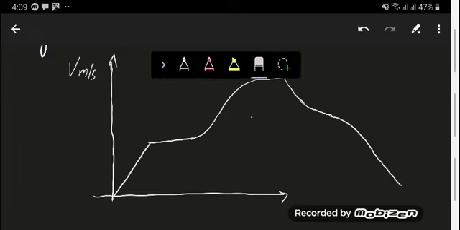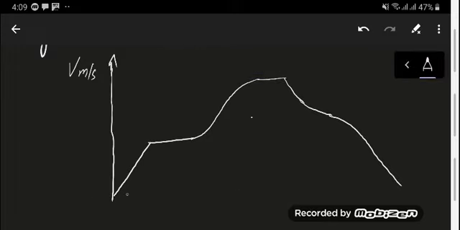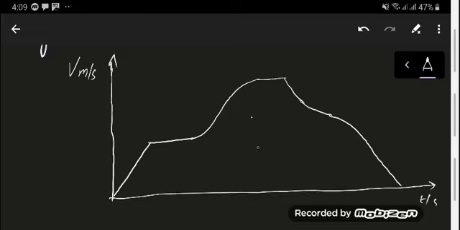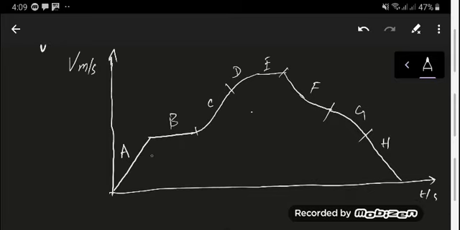Let me extend this time axis. So this is the time in seconds, and this is the speed in meter per second. So let's talk about part A, then part B, then part C, D, E, F, G, and H. You see that speed is positive, so it is moving in the same direction. If the graph would have gone downwards, it would have become a velocity time graph, right?